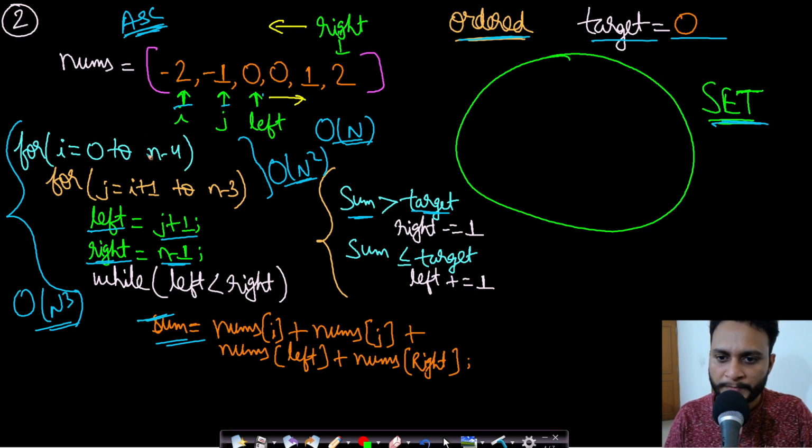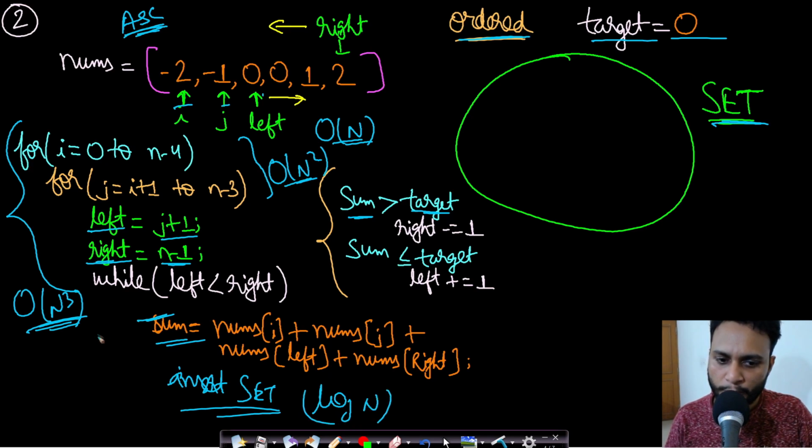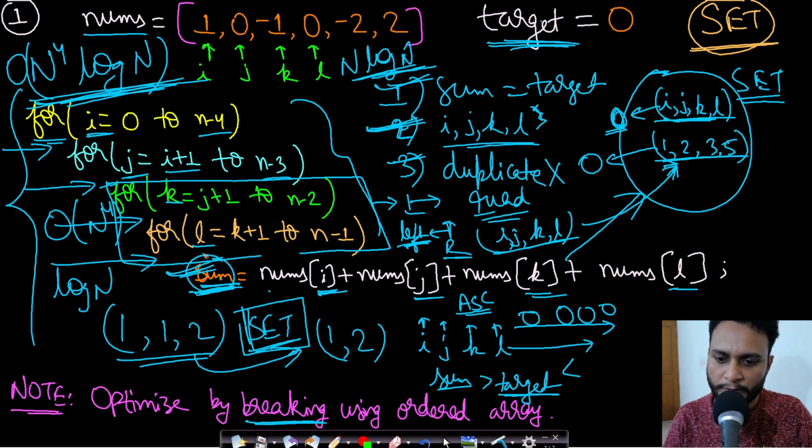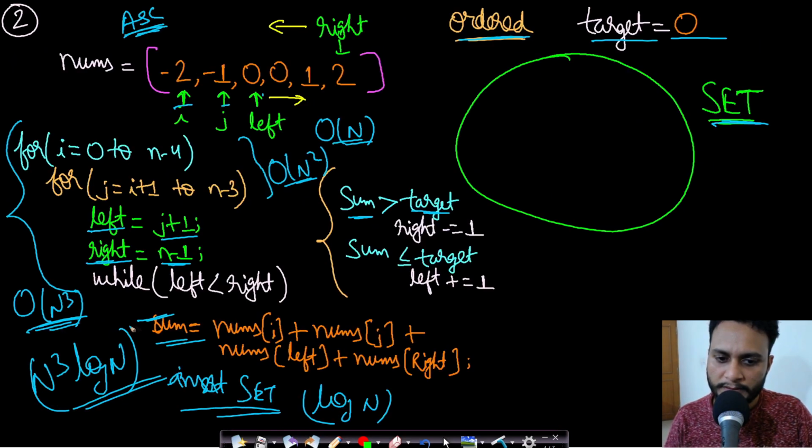So what will be the time complexity in this case? Here the three loops will already take order of n cube, and then inside the third loop we will be inserting into the set. Okay, insert in set. So inserting in set will take log n time. Therefore the total time complexity will be n cube log n. So this is the time complexity for the second approach. In the previous approach it was n to the power 4 log n. So this is much more efficient than the first approach, right?